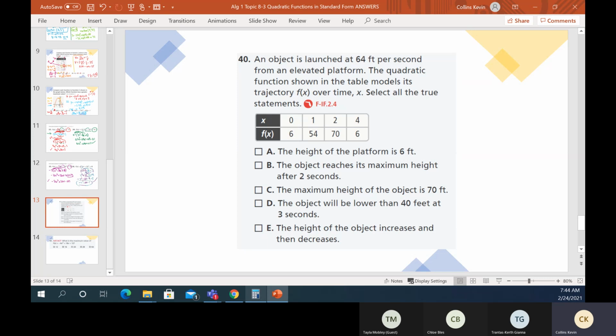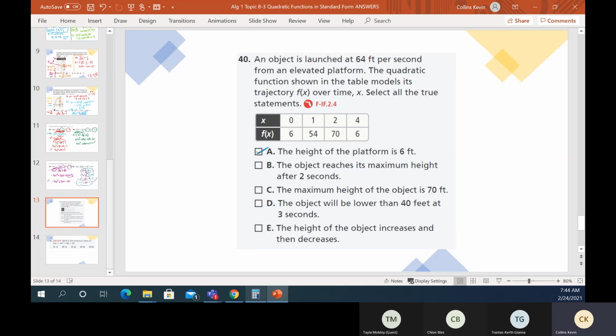So how would we know that? So they tell us that we get from an elevated platform. So I guess what they're saying, at time equals 0, we haven't launched this object yet. So yeah, the guy's standing on a platform that's 6 feet tall. Check.